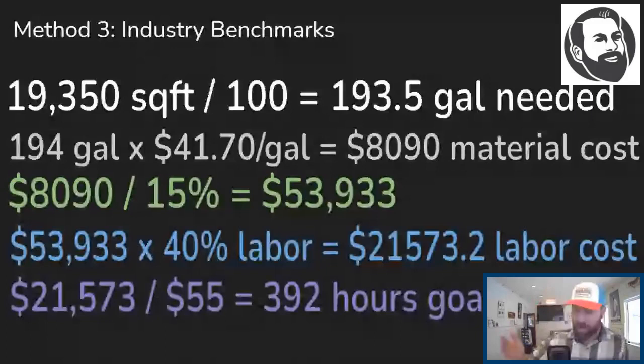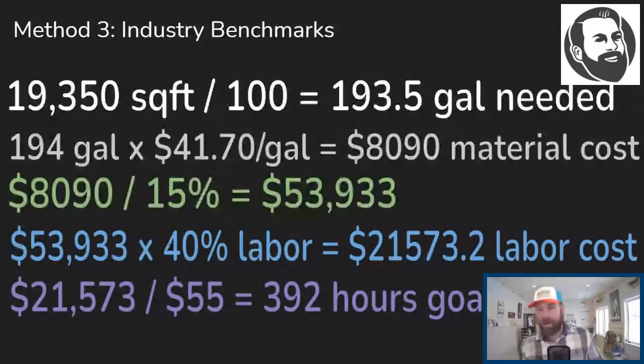Now, what does that mean? That's a big number. If you divide by the industry benchmark of 55, this is an hourly budget. If you finish this project in 392 hours and you only use 194 gallons, you will do an industry benchmark job of keeping materials to 15%, labor to 40%. That will leave you enough money in the end to pay for overhead and have a 15 to 20% profit if all is performed as well.